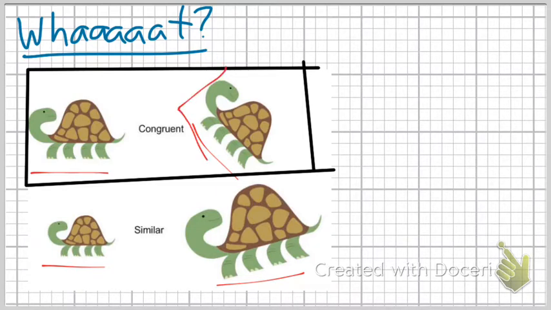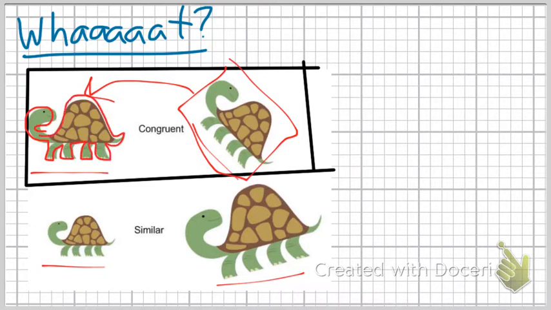They're facing a different direction, but don't worry about what direction they're facing. If I were to cut this turtle out and bring him over here and place him on top, he would line up perfectly. Be right on top of him. Tail, shell, eyes, mouth, everything. He would line up perfectly.